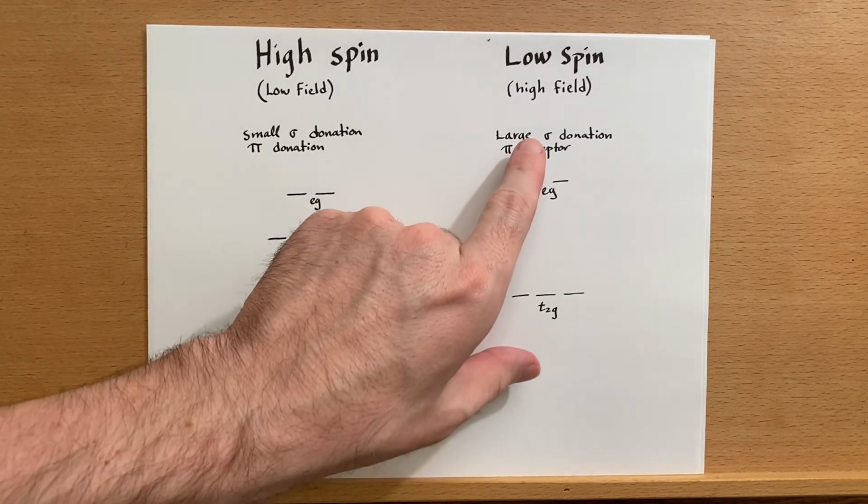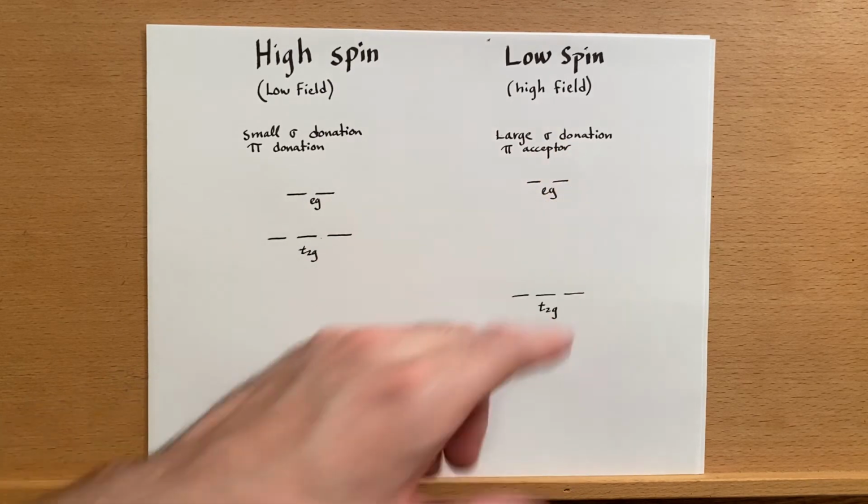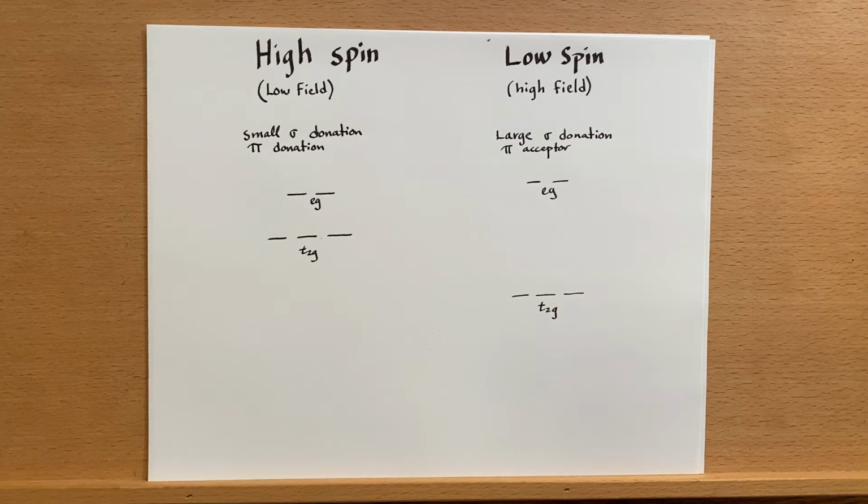Now, conversely, we can have very large sigma donation, something that is a good Lewis base. So, like hydroxide or ammonia. Those are very good sigma donors. They feed a lot of electron density into the metal. We can even go a step further and have ligands that are capable of accepting electron donation from the metal into pi orbitals. And often this would take the form of an anti-bonding pi orbital.